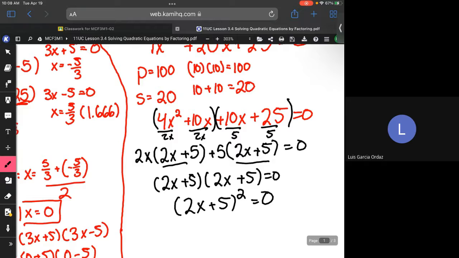Would you guys deduct marks if you just left that as 2x plus 5 times 2x plus 5, for your test?